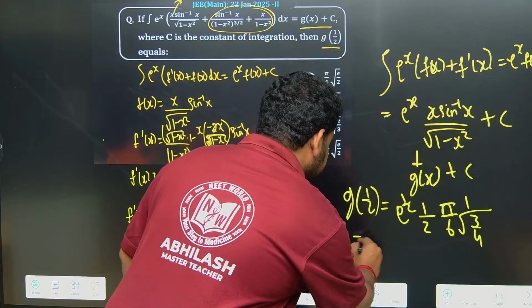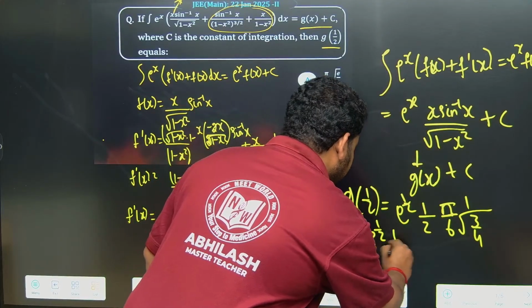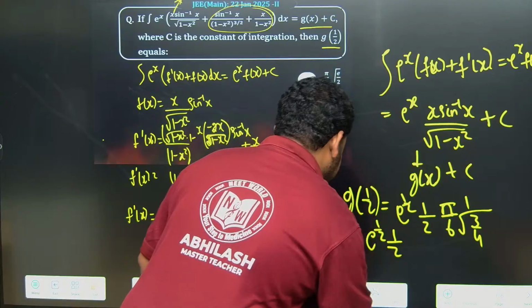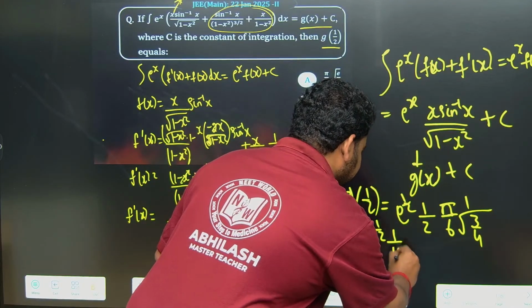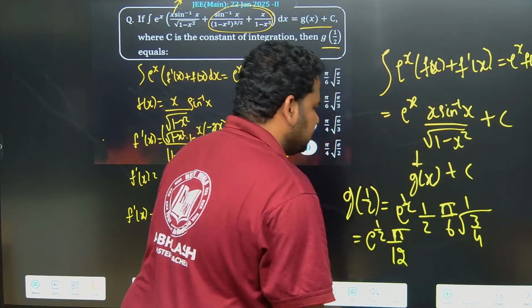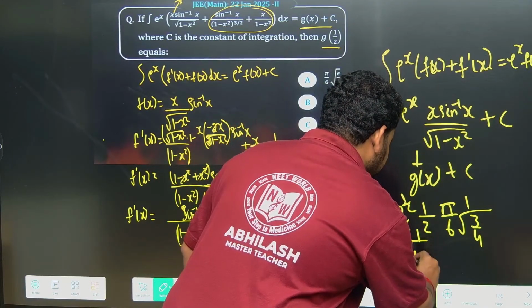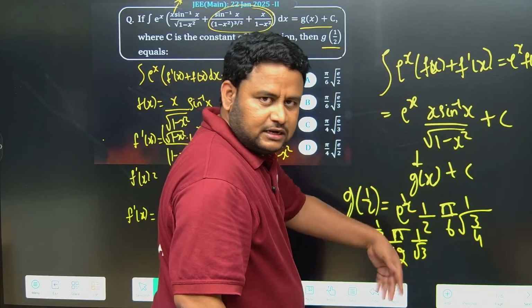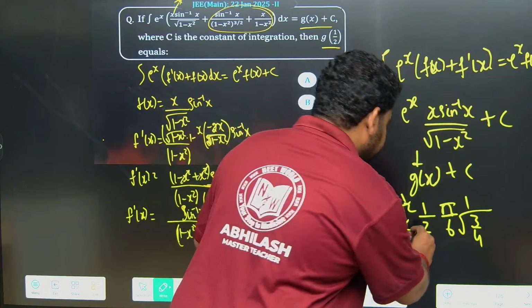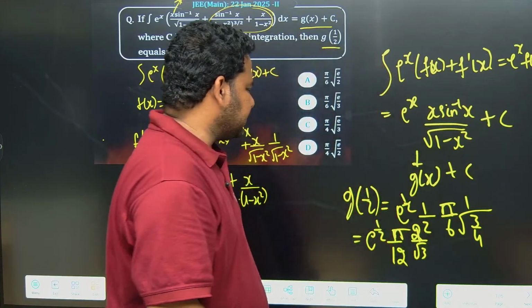Next step, what I can do is e power 1 by 2. Here pi by 6 into 1 by 2, I can write it as 12, and the pi will remain as it is. Now 1 by root 3, where the 4 is there, if you remove the root it will become 2.